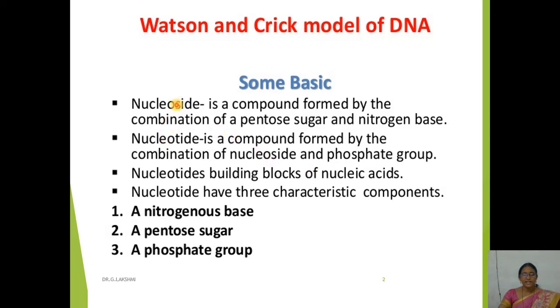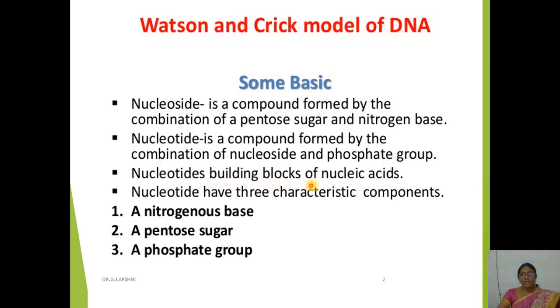What is a nucleoside? A nucleoside is a compound formed by the combination of a pentose sugar and a nitrogen base. So, nucleoside means a nitrogen base attached to a pentose sugar. What is a nucleotide? A nucleotide is a compound formed by the combination of a nucleoside and a phosphate group. When this nucleoside is attached to a phosphate group, it is known as a nucleotide.